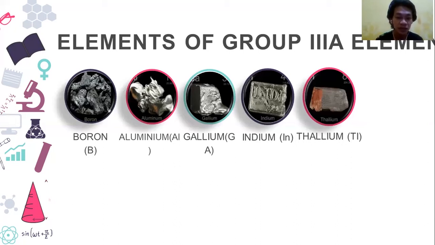Maybe that's all I can explain about the elements of Group 3A: that is boron, aluminium, gallium, indium, and thallium.